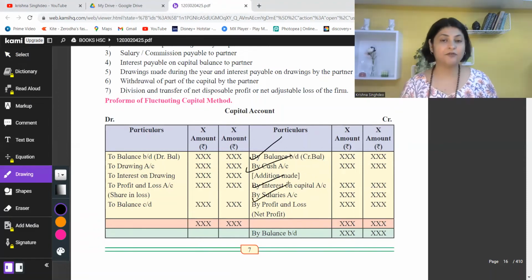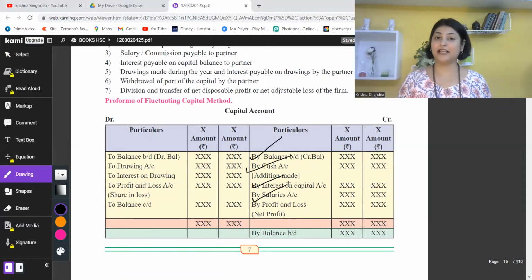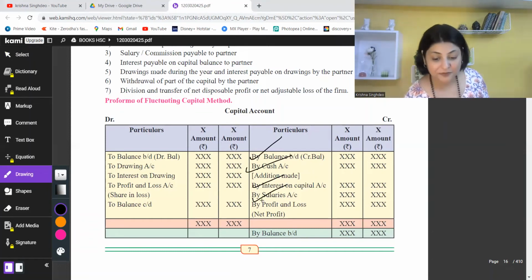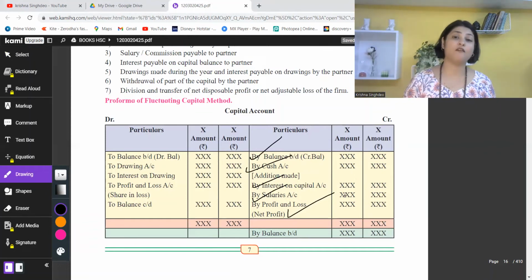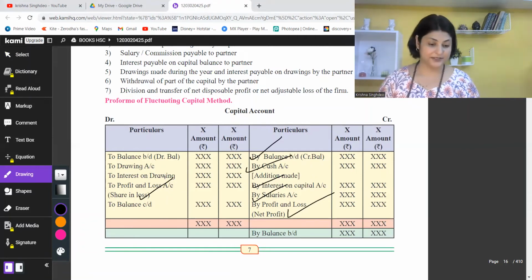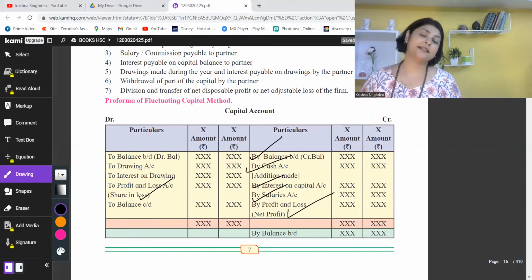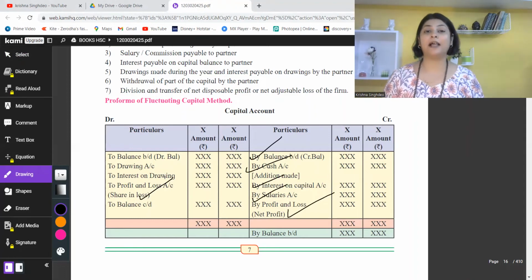Then if any salary is given to the partner, we have discussed that active partners may get salary. So salary will be given to the partners, and it will also come on the credit side of the fluctuating capital account. Then net profit or loss means share of profit is going to come over here. In case there is loss, where is the share of loss? Then the share of loss is going to be here in profit and loss account on the debit side. Then on the debit side, what all items are going to come? On the debit side, first of all, you will have balance brought down if there is a debit balance of any partner.